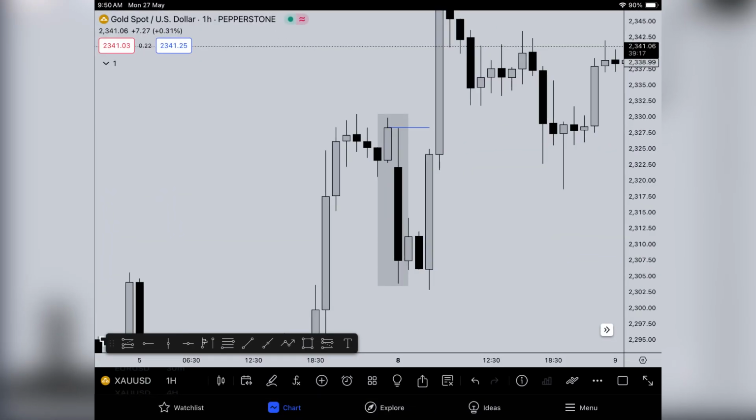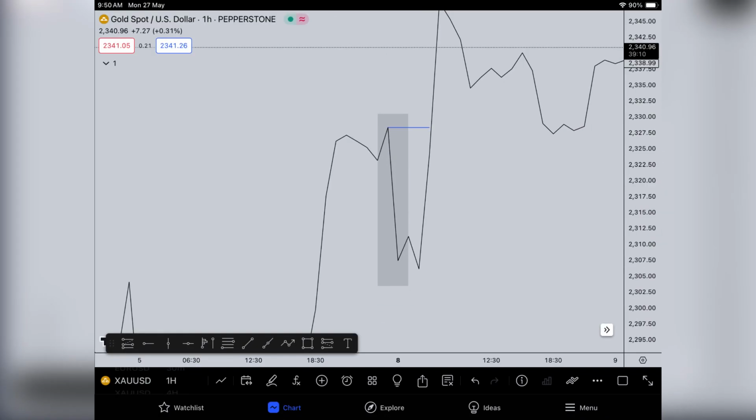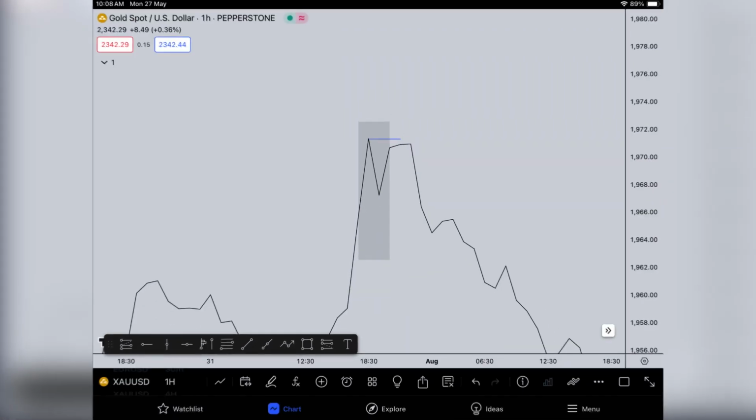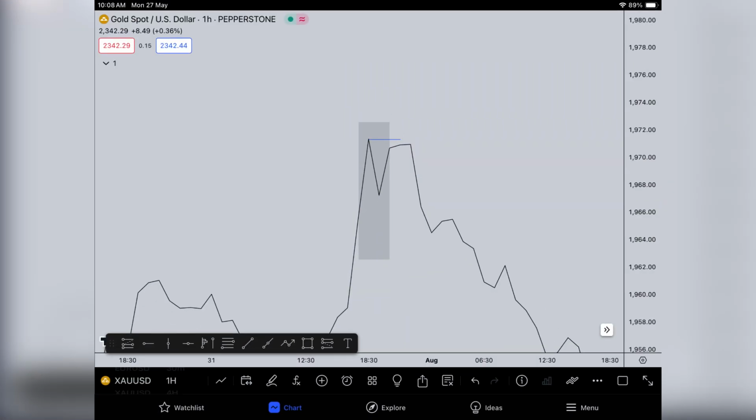Example of resistance that looks confusing in terms of how to mark levels. In line chart view. Another example of resistance that looks confusing in terms of how to mark levels. In line chart view.